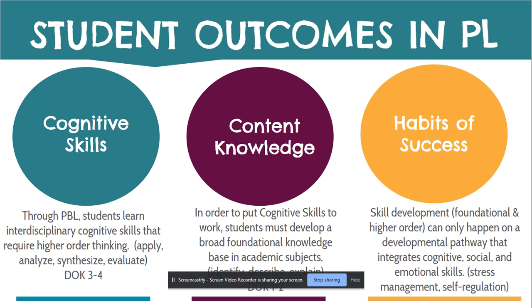In order to put those cognitive skills to work, our students must first develop a knowledge base of vocabulary, ideas, events, concepts, properties, and details related to a given academic subject. This learning happens during self-directed learning. During self-directed learning time, students are working at the identify, describe, and explain rigor levels, DOK 1 through 2.